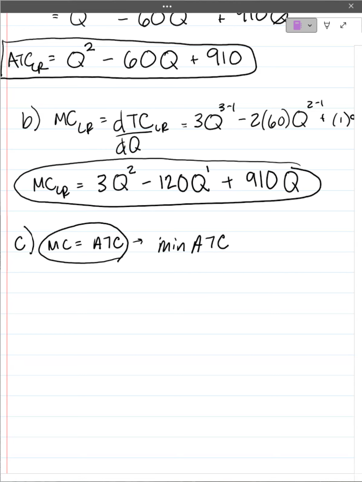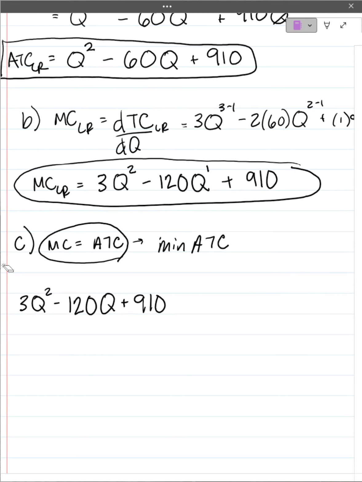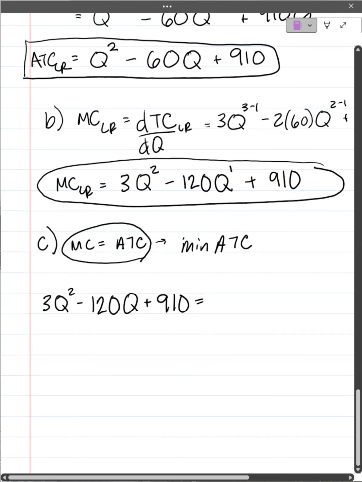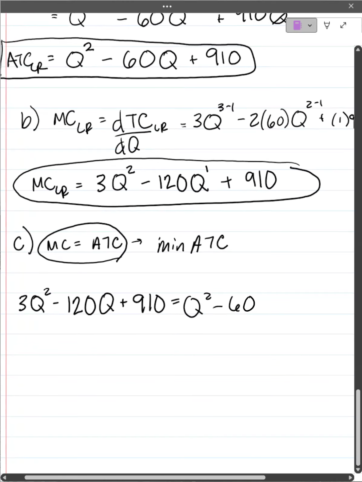So what we're going to do is, given that we found Frye Supply's average total cost in part A and its marginal cost in part B, we're just going to set those equal. So we'll have marginal cost of 3 times quantity squared minus 120 times quantity plus 910, and set that equal to Q squared minus 60 times Q plus 910.